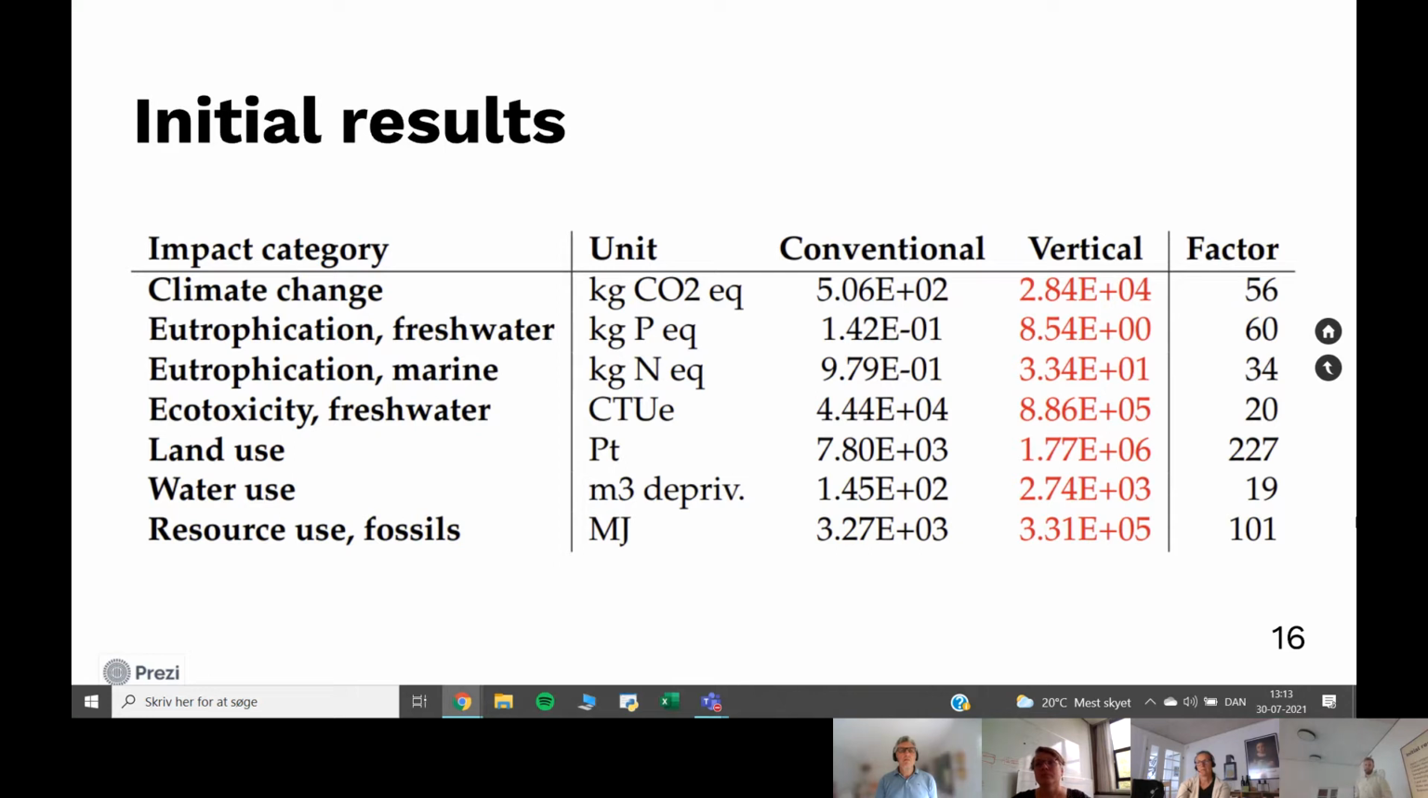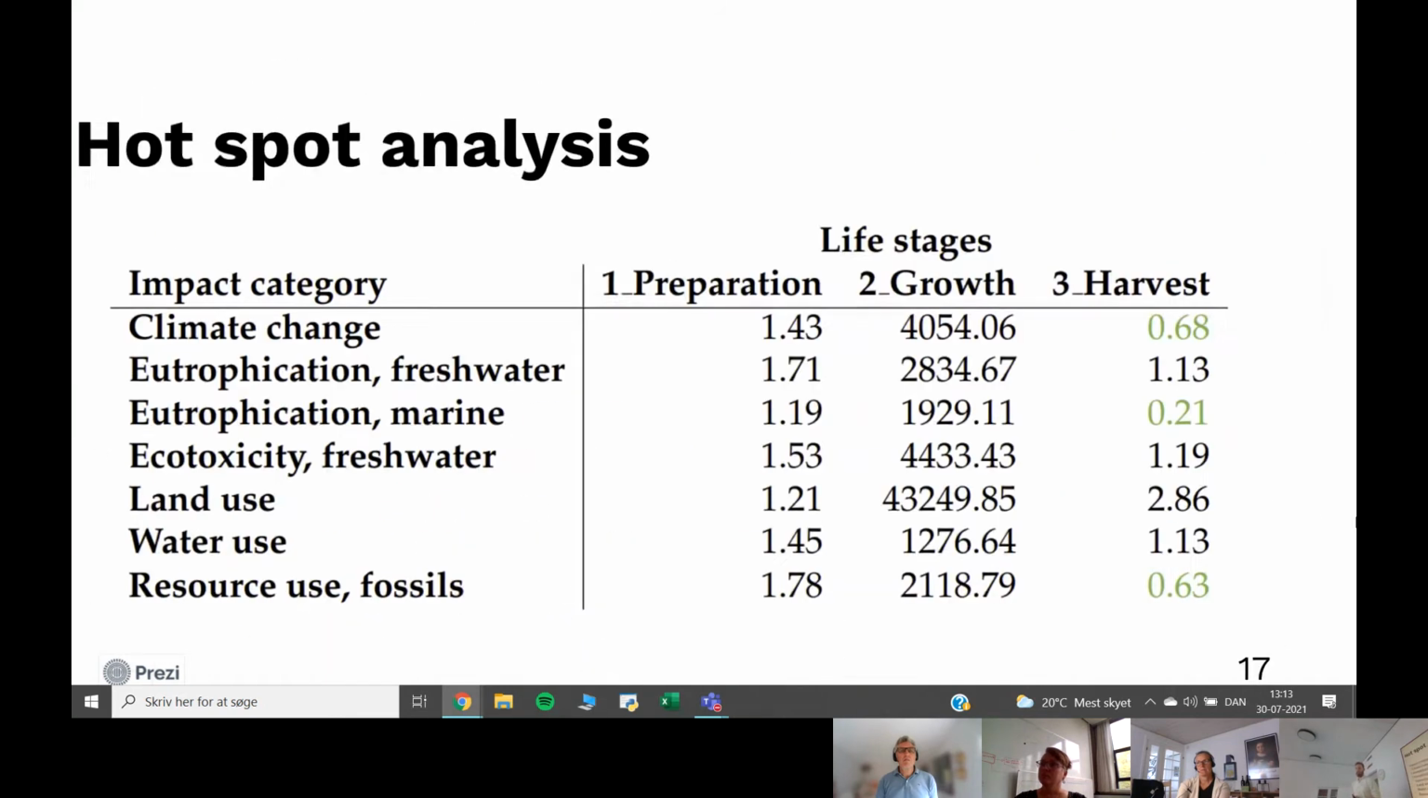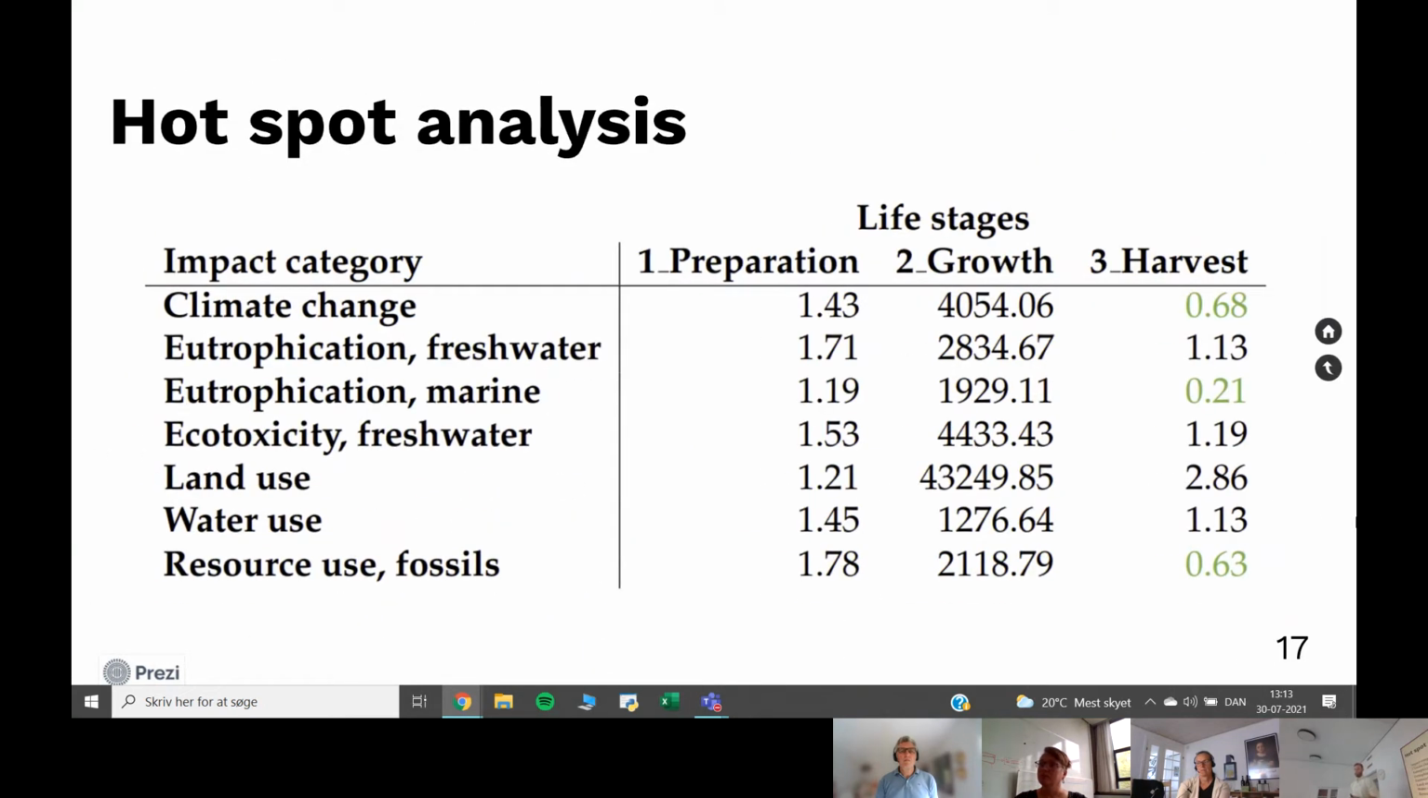So that was how the system was modeled and how it looked. But why does it look like this? I started by doing a hotspot analysis, trying to see which of the life stages was responsible. And here you can see that the difference is in the growth phase by far. Even the harvest phase has 3 impact categories that actually were better than the conventional.